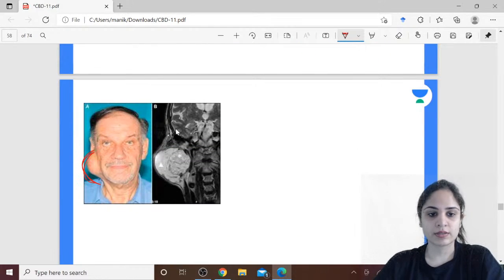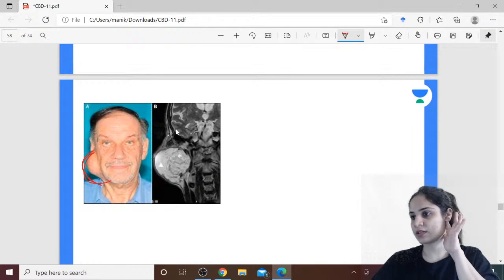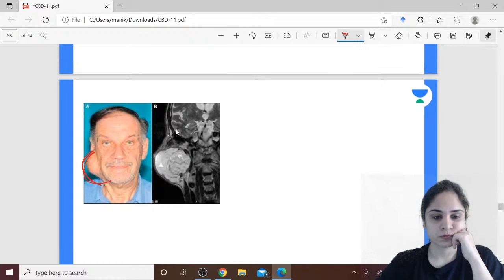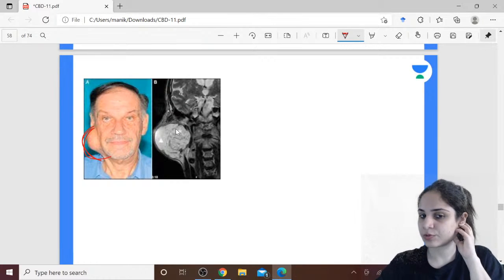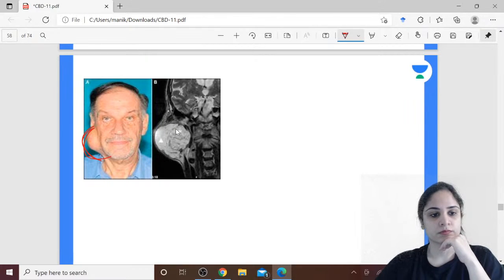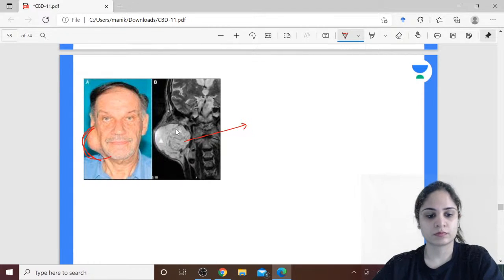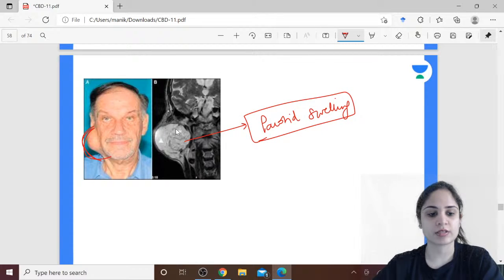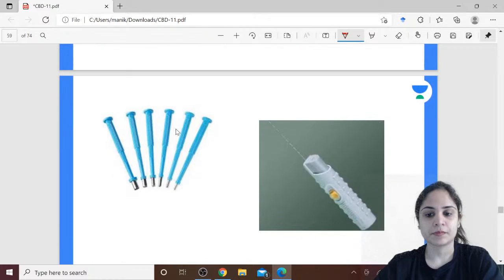Alright. So there is a swelling over here. It pushes the ear up. Swelling pushing the ear up. This is a parotid swelling. If the ear is getting pushed up, that means it is a parotid swelling. Just remember that. Okay. Alright.